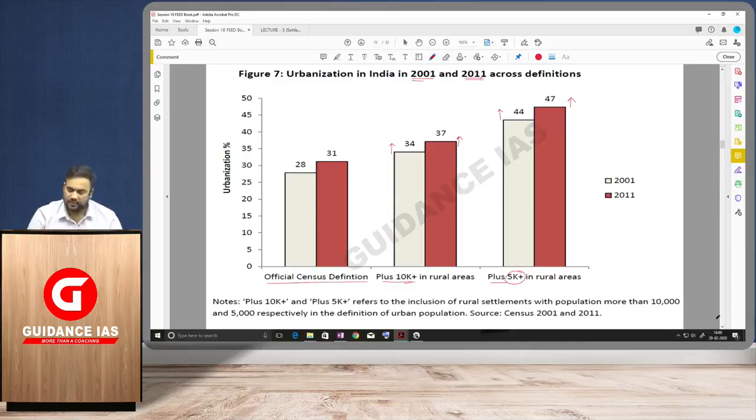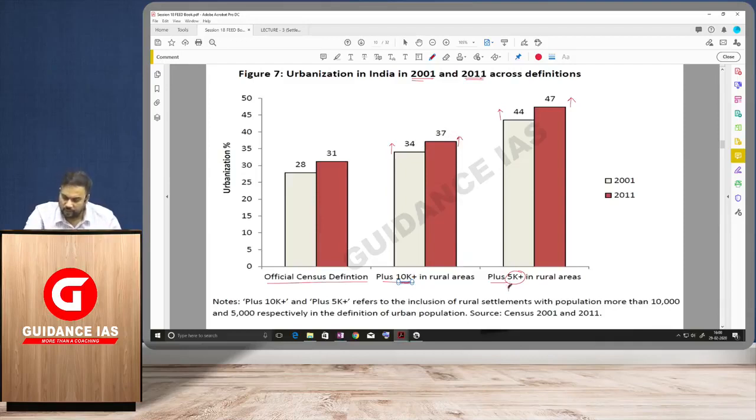So if you look into this, can you see, this is the official census definition. If we go by the official census definition, in 2001 it was around 28%, and in 2011 it was around 31%. But if we relax the definition and just take population size, suppose we think India is a very populous country, so we take a population size of 10,000 plus, more than 10,000. Then in 2001 the urbanization level should have been 34%. In 2011 it should have been 37%.